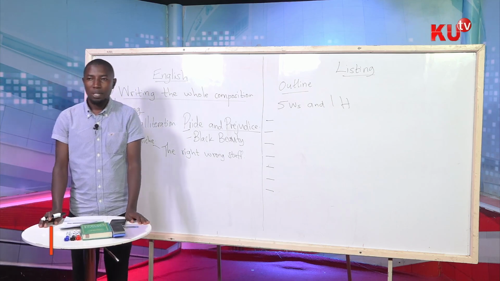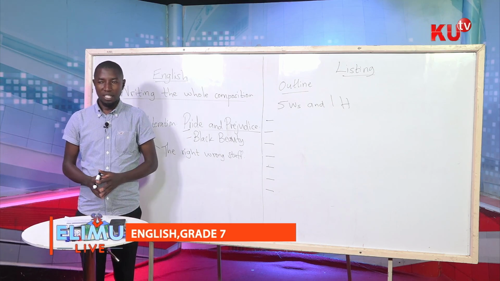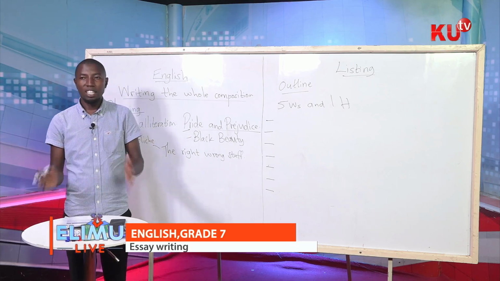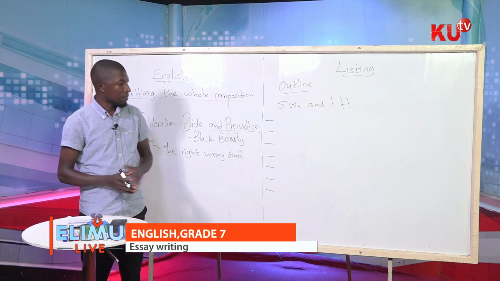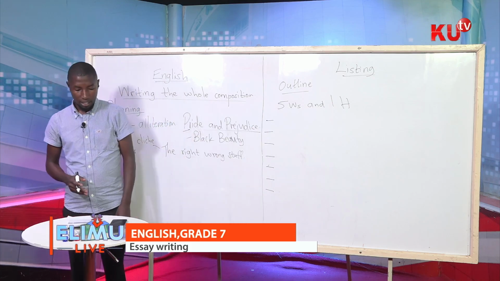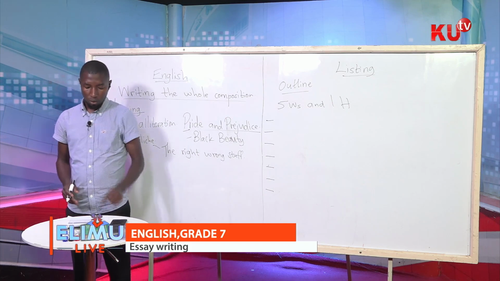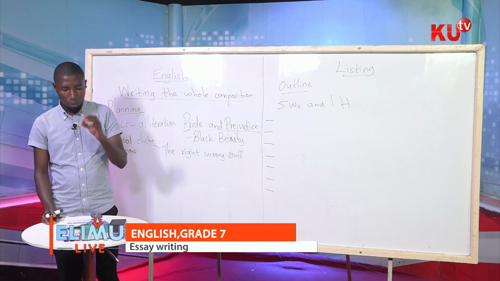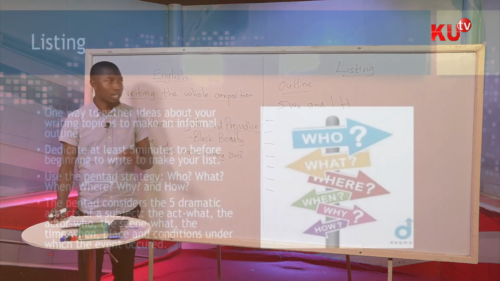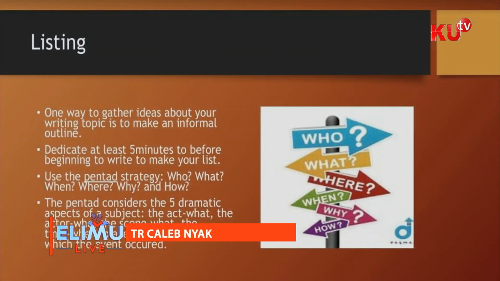Examiners don't expect that you fill the whole 5 pages as long as you remain within the expected length of your essay. So that is where you create your outline. The first question is who. The second question is what. Then when, where, why, and the 1H is how.